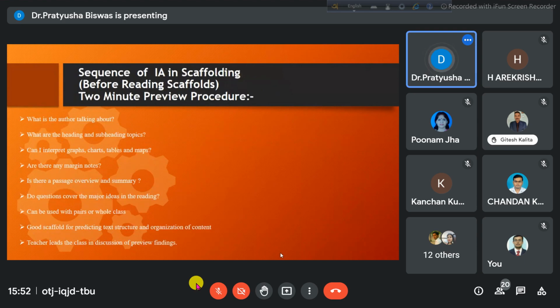Now, sequence of an instructional learning activity in scaffolding. What is the author talking about? I have designed certain questions in the know category. So, what can you do before learning? You can state some questions.